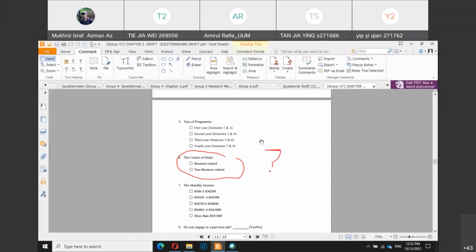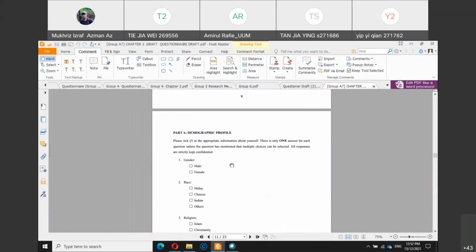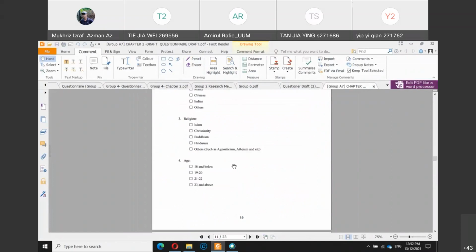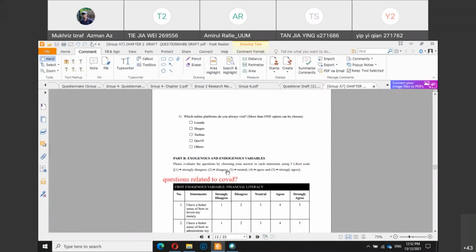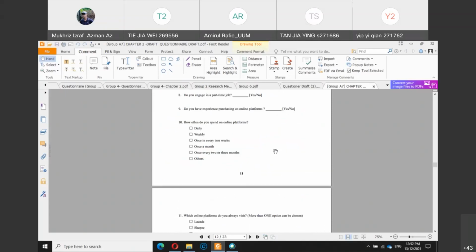Same with group number 7. The course of study: business related, non-business related. I don't know what you mean by this. And then you are asking about income. Students don't have income. Again, this is about students, so you don't ask about income among students. Students have no income except scholarship money. And then there is no question on COVID-19 at all, unlike the other groups.